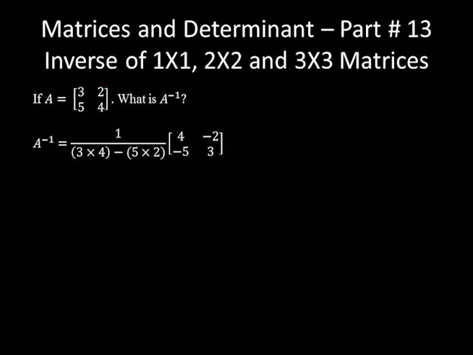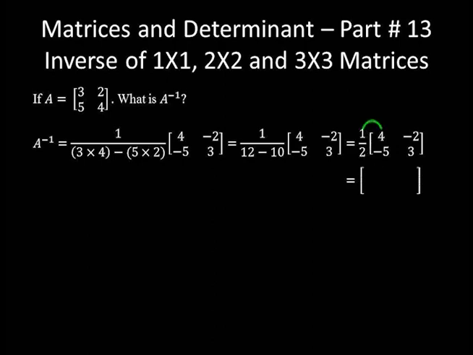The expression is equal to 1 over 3 times 4 is 12 minus 5 times 2 is 10 times the matrix we found. Again equal to 1 over 12 minus 10 is 2 times the matrix we calculated. This 1 over 2 outside the square bracket multiplies each element of the matrix.